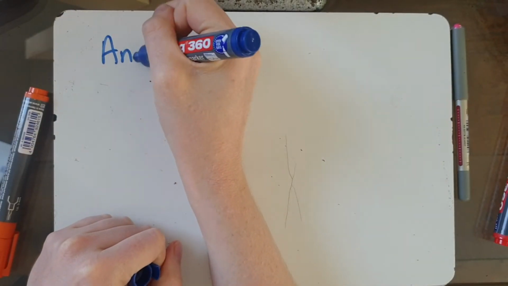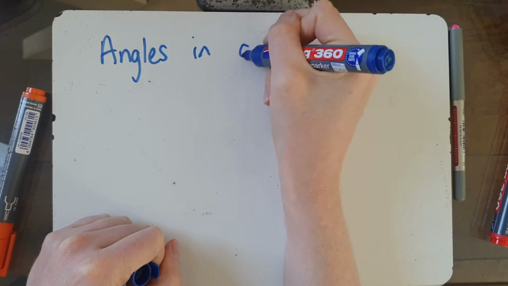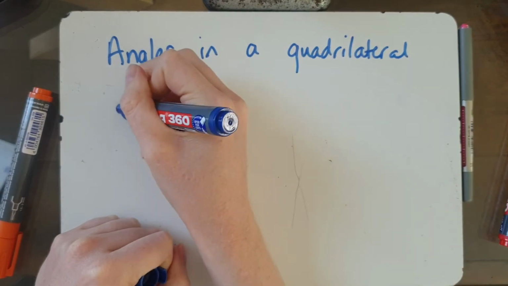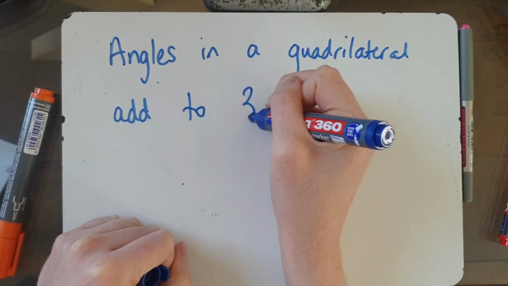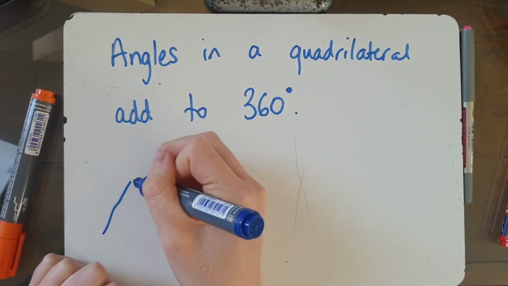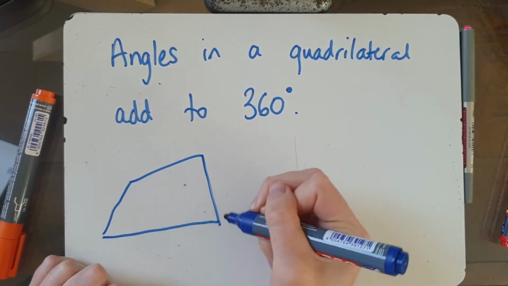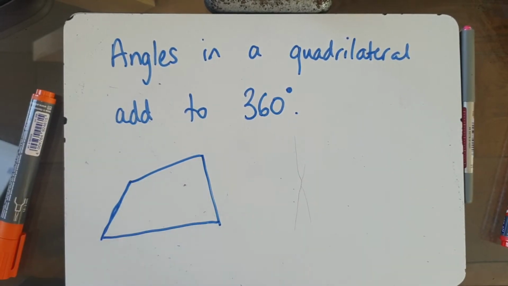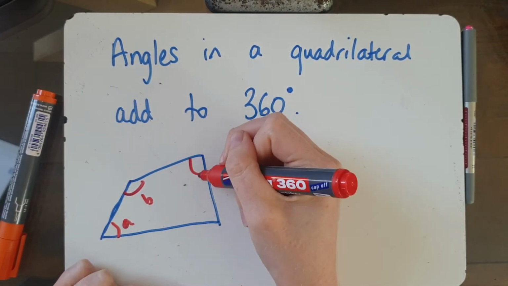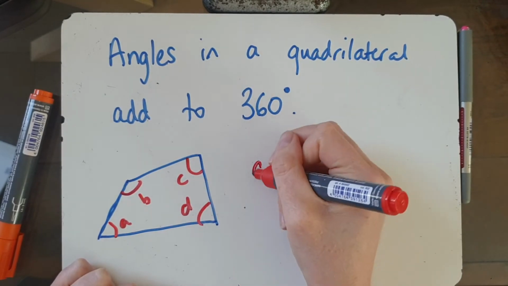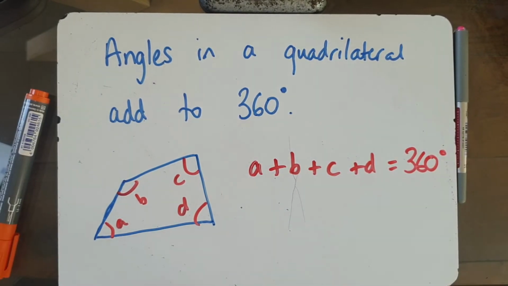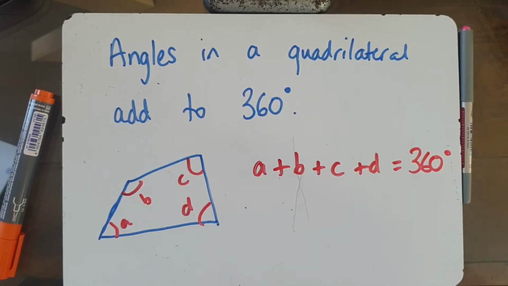So angles in a quadrilateral add to 360 degrees. And if we draw a diagram, and we can label the angles A, B, C and D, then A plus B plus C plus D is 360 degrees. So get that written in your books, please.